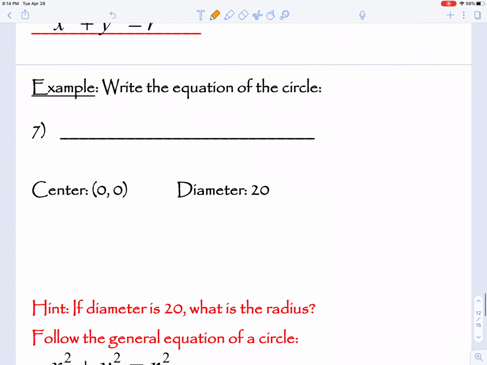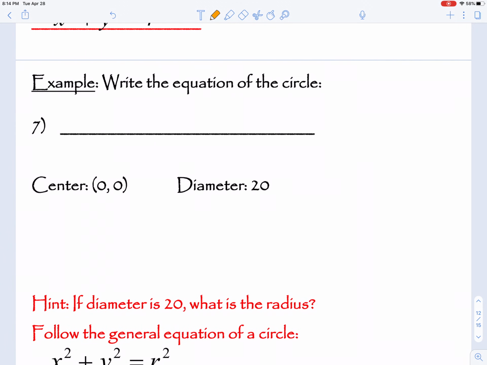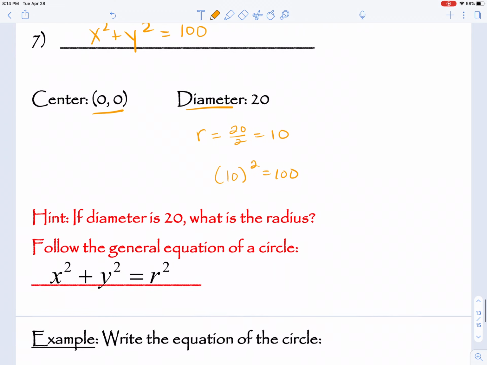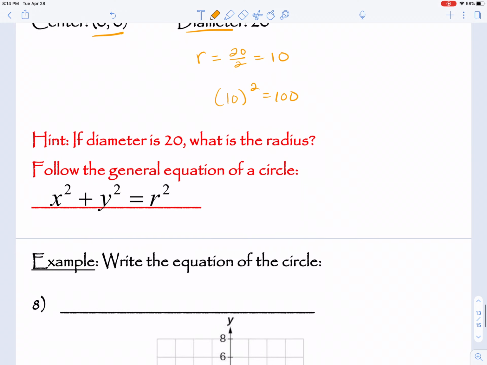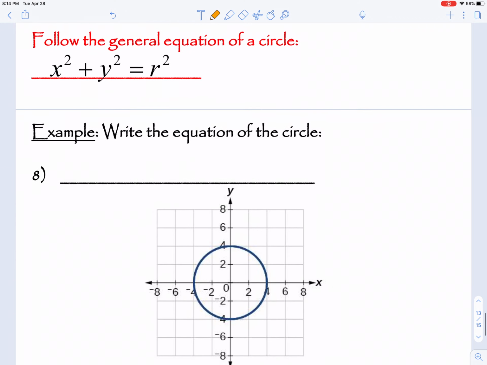And finally, a little trick. We have center 0, 0 still, so x squared plus y squared equals the radius squared, but they give you the diameter. So if the diameter is 20, the radius is going to be half of that, which is 10. And then we could take the radius squared and get 100. So that's what I would set it equal to. So that's your general equation of the circle.